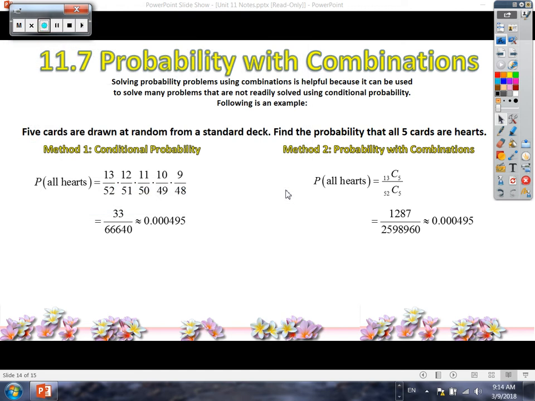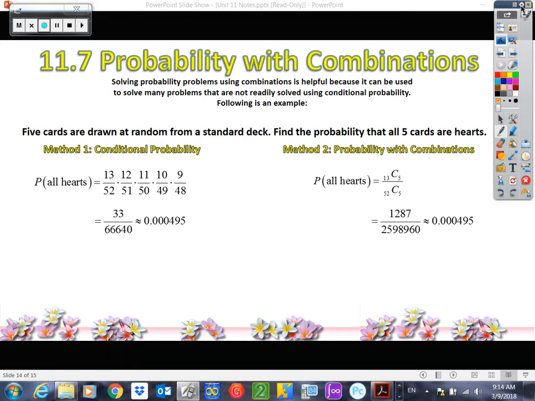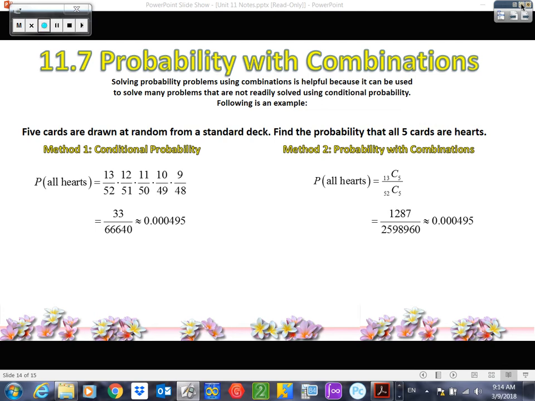Okay guys, let's take a look at today's lesson. This is actually the last lesson that we have in this unit. It is probability with combinations. And so let's take a look. It's a different way to do probability than we learned yesterday or the day before yesterday.